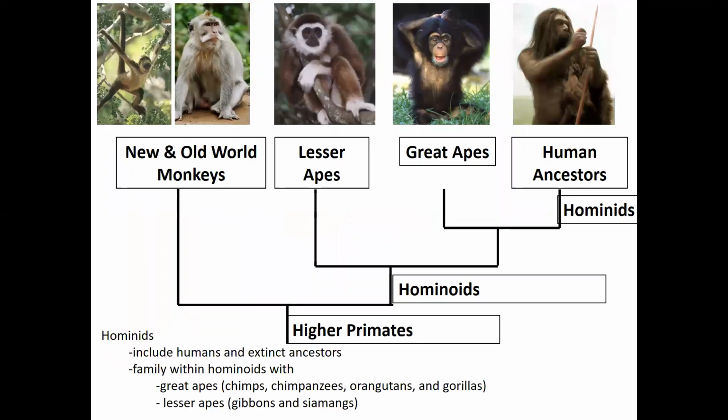So as I said, hominids include humans and their extinct ancestors. So they are a family within the hominoids. And within the hominoids, we also have the great apes like chimps, sometimes known as bonobos, chimpanzees, orangutans, and the gorillas. And then you have the lesser apes, which are also hominoids, the gibbons and the siamangs.